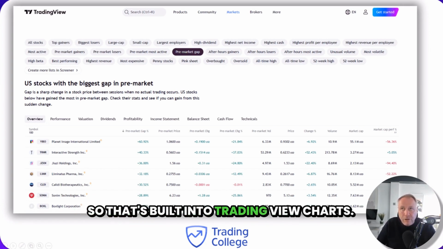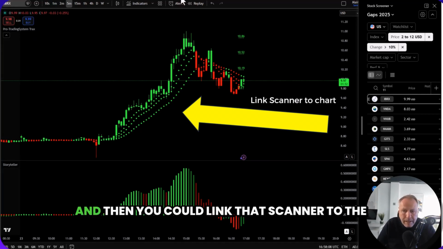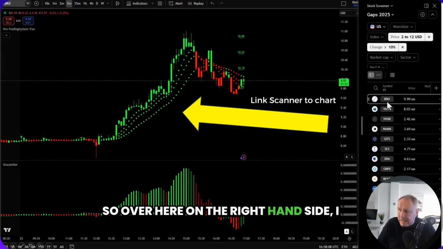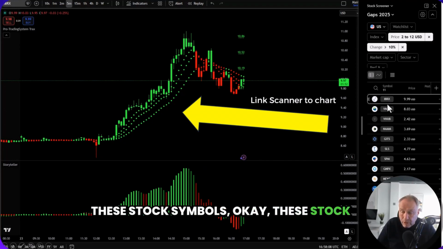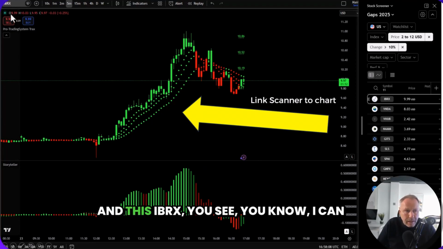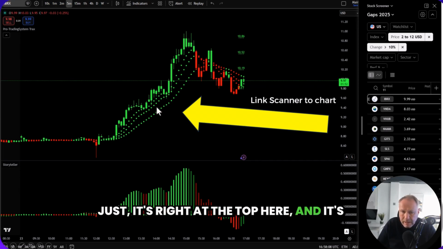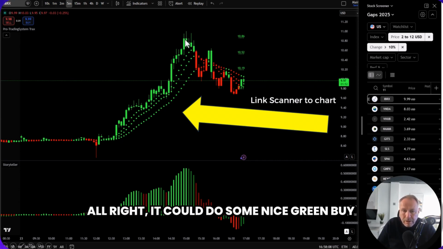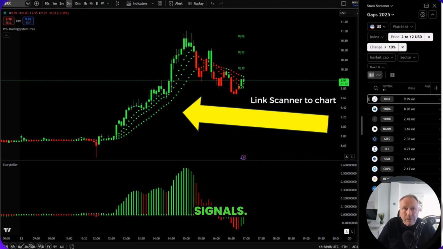So that's built into TradingView charts. And then you could link that scanner to the chart. Over here on the right-hand side, I could click one of these symbols, these stock codes, and it would change the chart for me. And this IBRX, you see, it's right at the top here, and it's moved from $8.80 all the way up to nearly $11. All right, a nice green buy signal.